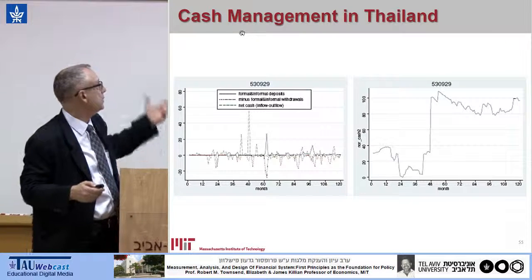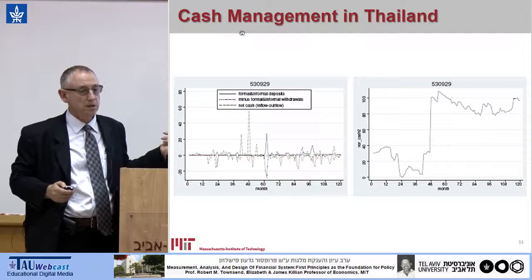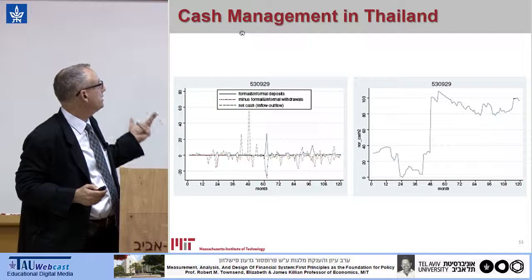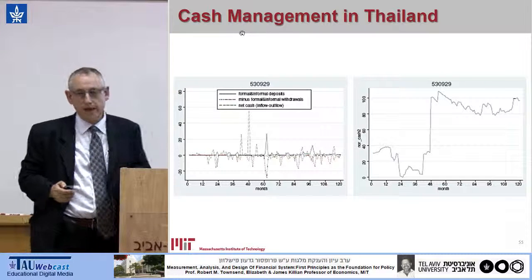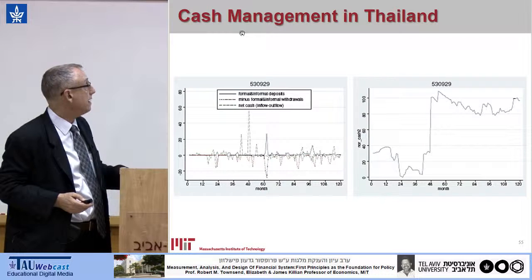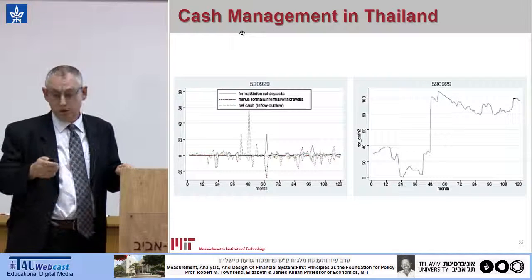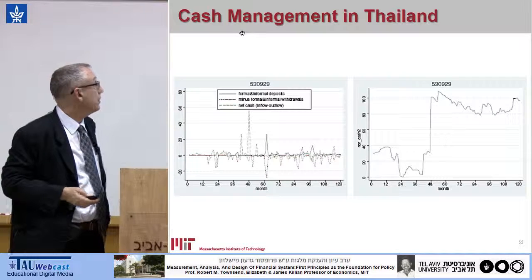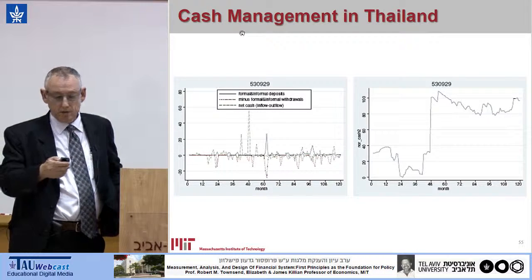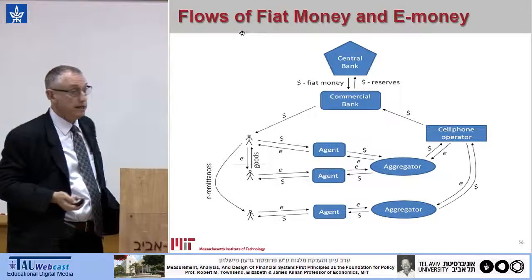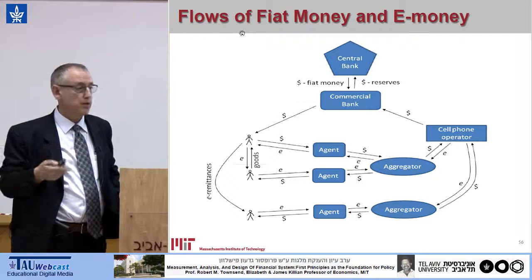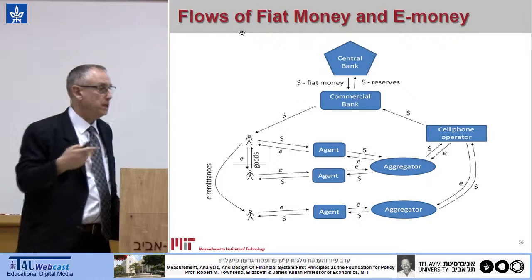So this is a picture of cash management in Thailand. This is one household from many where you can see the inflows and outflows of cash as a consequence of running the business. You can see they actually, on average, hold quite a bit of cash, which is something of an anomaly in the sense that it's hard to get a model to deal with it. But I don't want to end there. What I want to say is, if you think about alternatives to holding cash, maybe they should have deposits or have that money in the banking system.